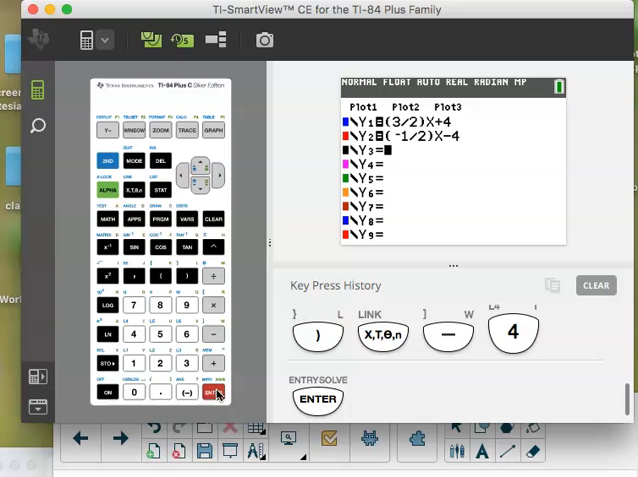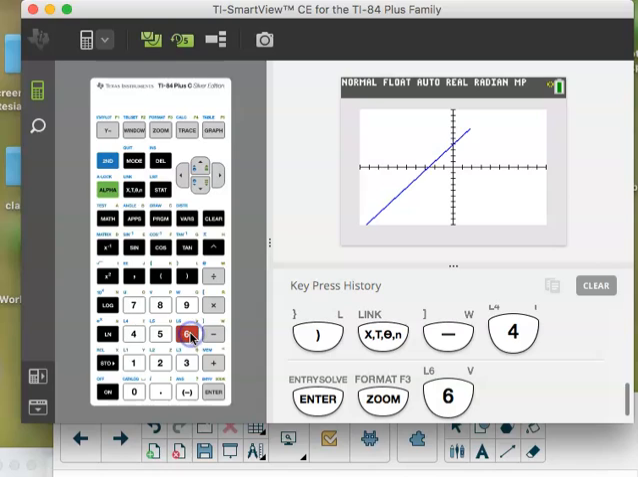And now what I would want to do is take a peek at the graph. So I'm going to hit zoom 6, hoping that I can see the intersection in the -10 to 10 window. And I can. It's right there. So if I had to take a guess looking at this, I would say it's maybe (-4, -2). But I'm not going to guess.